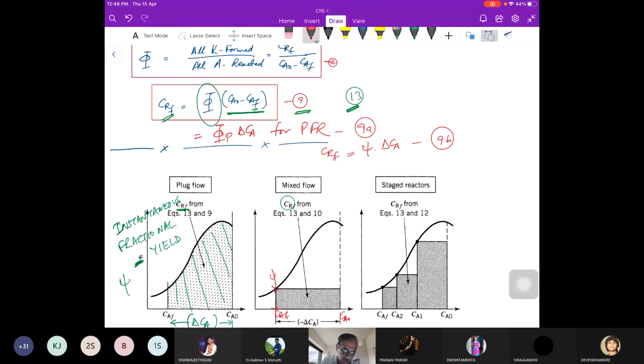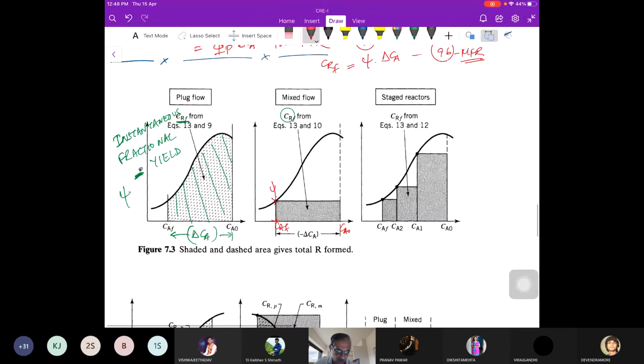Right, because phi is equal to psi for a mixed flow reactor, and delta CA. Okay, so in this case, what do you take? The rectangle area that we saw earlier. In a mixed flow reactor you never take the area under the curve, you always take the rectangle area at CF, that is the final concentration which is in the mixed flow reactor. So you see this is the value of CRF in a mixed flow reactor, whereas in a plug flow reactor it is high, and in a mixed flow reactor it is low.